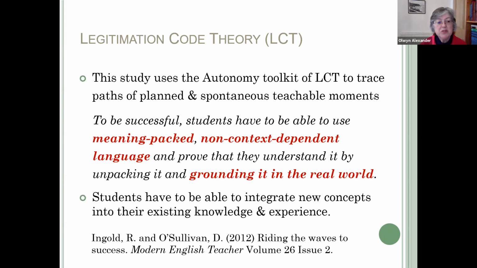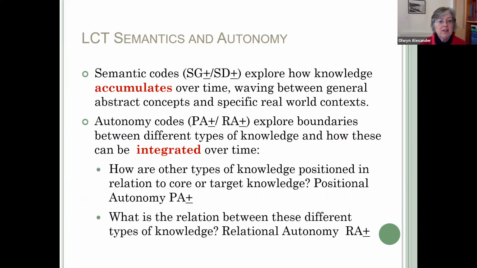They have to be able to take meaning-packed, non-context dependent language of the kind that they read in academic papers, and they have to prove they understand it by unpacking it and grounding it in the real world. And it's that grounding in the real world, i.e. in their own world. So they have to be able to integrate new concepts that they're learning into their existing knowledge and experience.